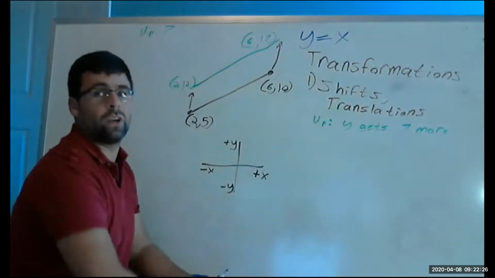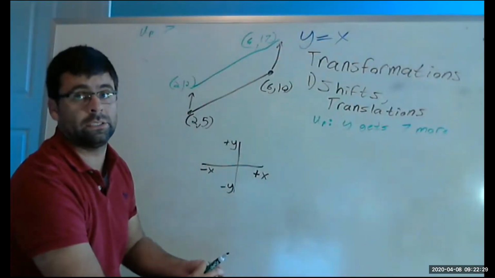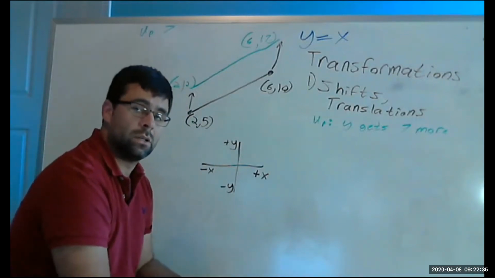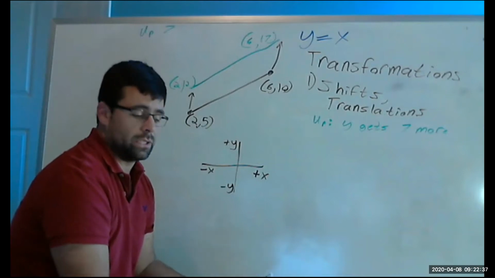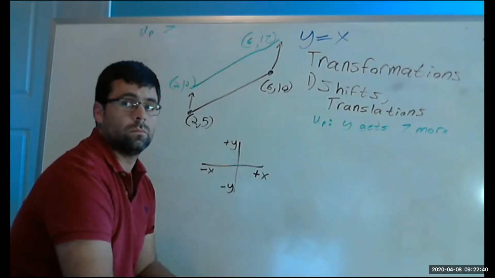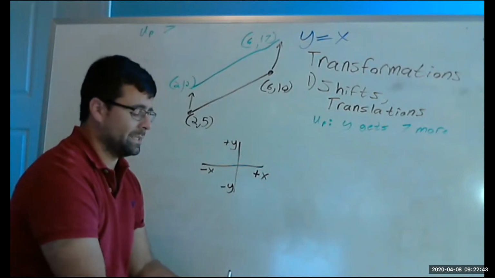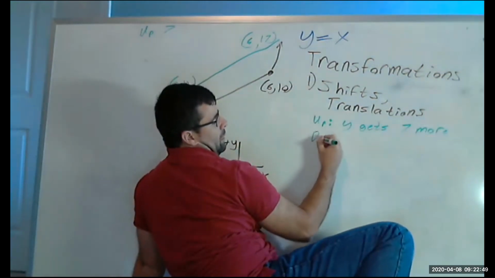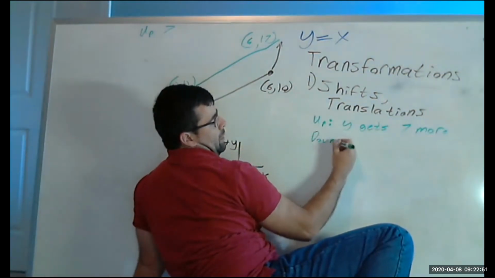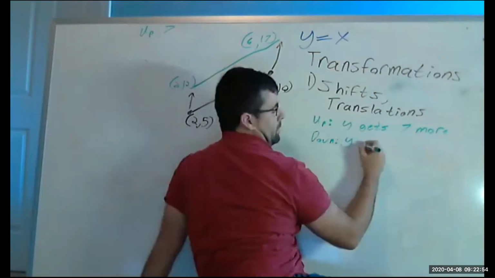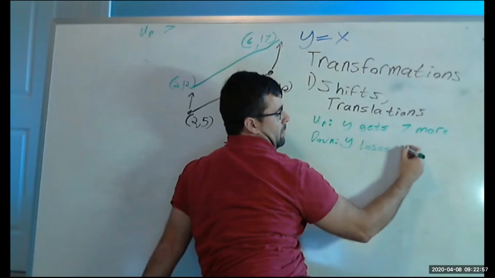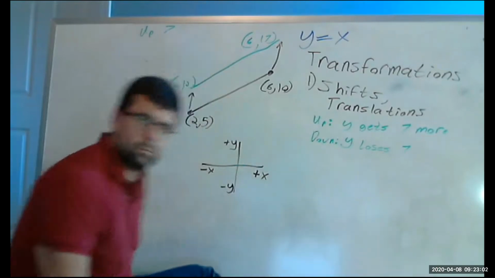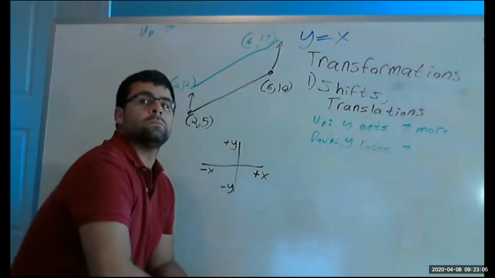What if we were going from the green line down to the black one? That means we're going down by 7. Well, what happens if we go down by 7? Every y coordinate loses 7. Okay? All right.